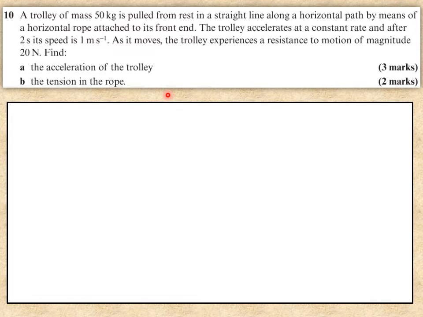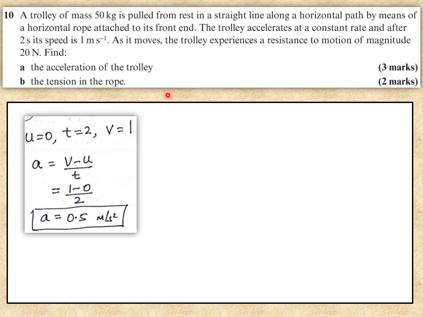Okay. A trolley of mass 50 kg is pulled from rest in a straight line by a horizontal rope. The trolley accelerates at a constant rate and after 2 seconds, the speed is given. Again it starts from rest, so u is 0. After 2 seconds, t is given, the final velocity is given, one simple kinematic situation. You put in this formula, you get the acceleration. That is the answer for part A.